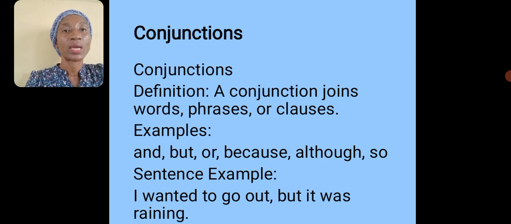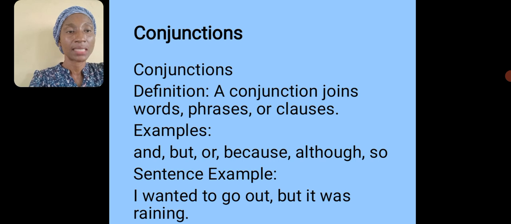Now, a sentence where a conjunction has been used is, I wanted to go out, but it was raining. The word but is a conjunction because it is used to join the two clauses together, right? It's used to join I wanted to go out with the other part of the sentence, it was raining. Therefore, the word but is a conjunction.